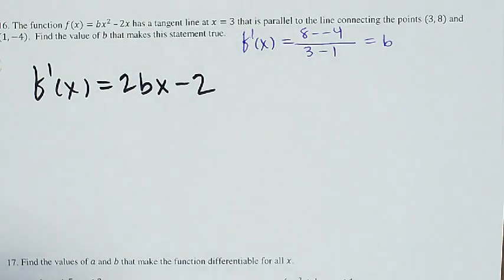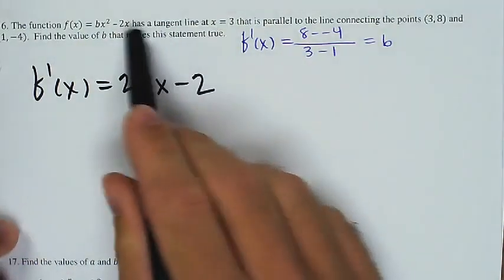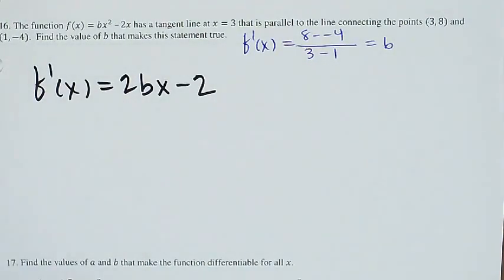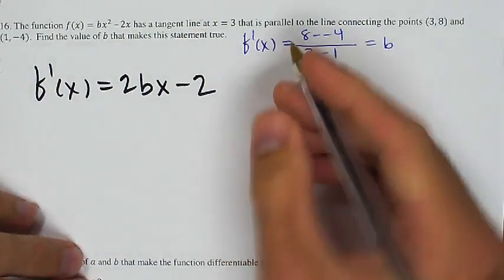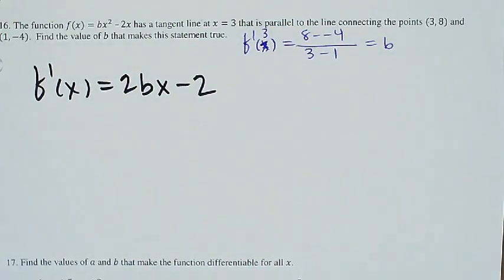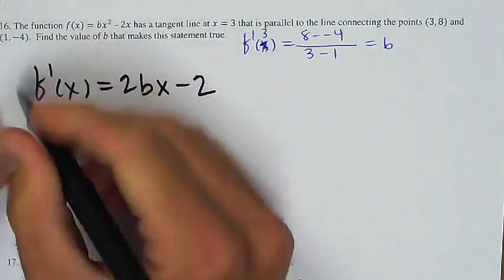So actually, hold on, I didn't even read that closely enough. It has a tangent line at x equals 3 that's parallel to the line that connects those points. So not only do I need f prime of x to equal 6, I actually need f prime of 3 to equal 6. And I can't find my whiteout tape, but I'm just going to scratch that and write in 3. Okay.